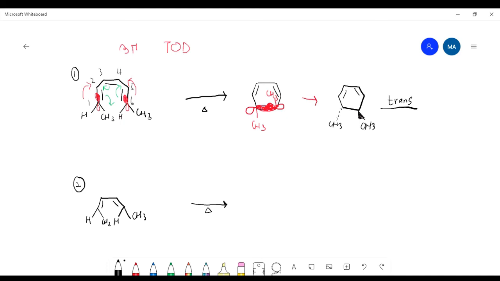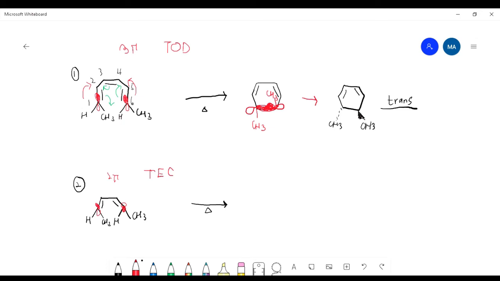Okay, now let's take a look at question number 2. So we know that this is a thermal reaction, and then we have 2 pi bonds. So 2 pi bonds is even. So when it is even, it is conrotatory. So when we have conrotatory, meaning the like faces are opposite each other.